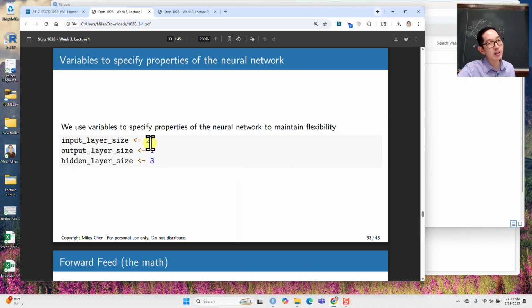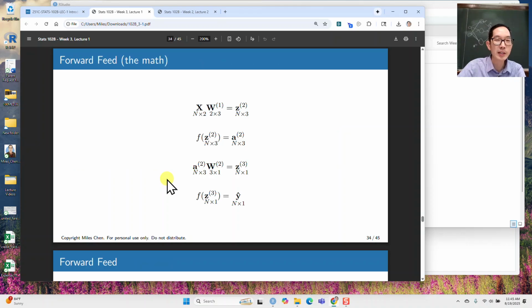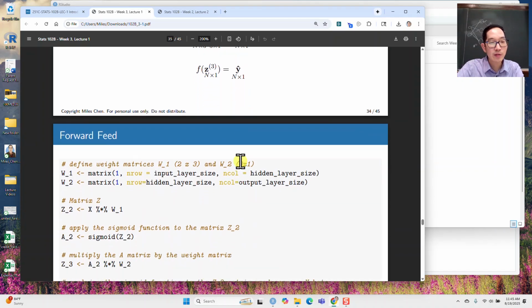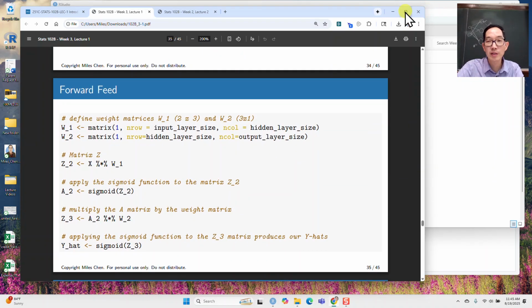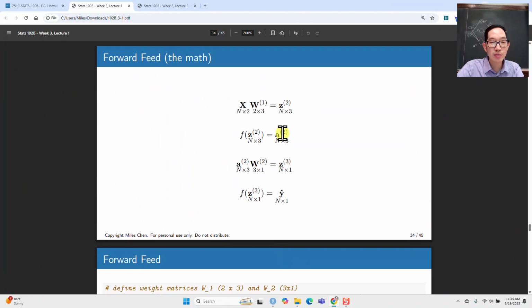We're going to say our input layer has 2 nodes, output layer has 1 node, hidden layer has 3 nodes, and this just will give me some flexibility in case I want to go from hidden layer 3 nodes to hidden layer 20 nodes or something like that. Okay, and so as far as forward feed, we do x times w1 and apply this. So if I wanted to do this, it's just a direct translation.